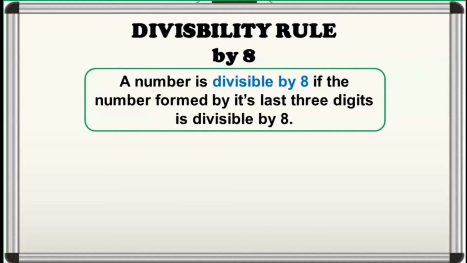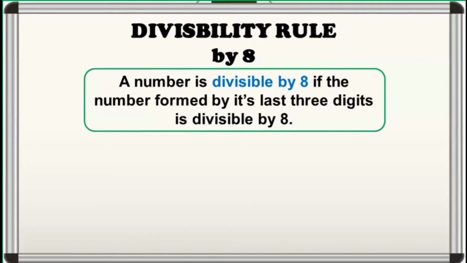divisible by 8. Ibig sabihin, tignan lang natin ang last 3 digits ng given number. At kapag divisible by 8 ang nabuong number gamit ang last 3 digits, ang given number ay divisible by 8. Tandaan na sa divisibility by 4, last 2 digits ang dapat nating tignan. Pero sa divisibility by 8, last 3 digits ang dapat nating tignan.